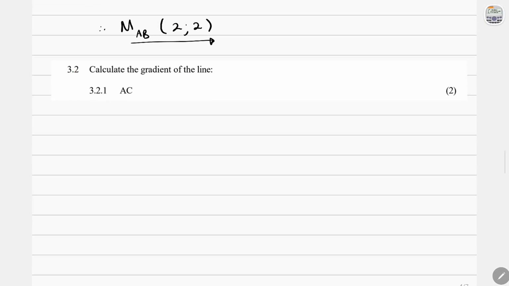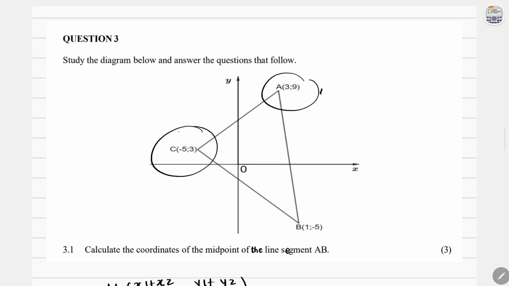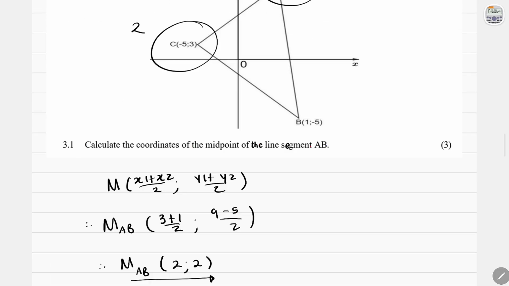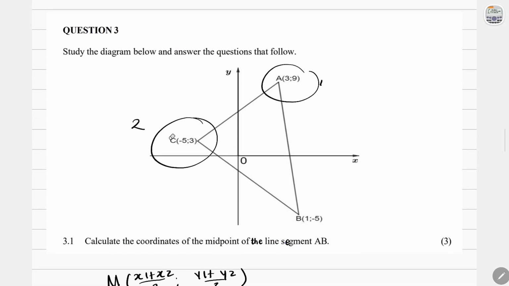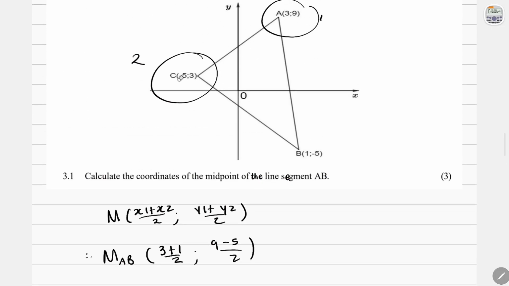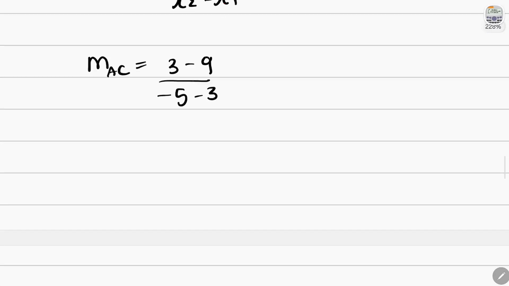The next question is to find the gradient of the line AC. Looking at A and C, I'll take those as point 1 and point 2. To find the gradient of a line, we say m is equal to (y2 minus y1) over (x2 minus x1). So the gradient of AC is found by taking the second point's y value, which is 3, minus 9, over -5 minus 3, and simplify.